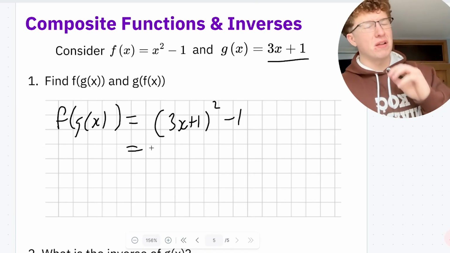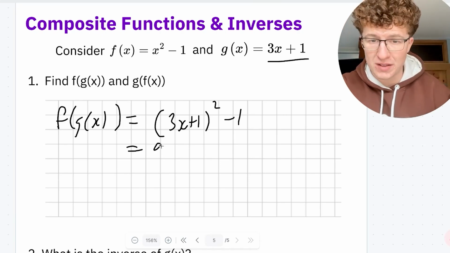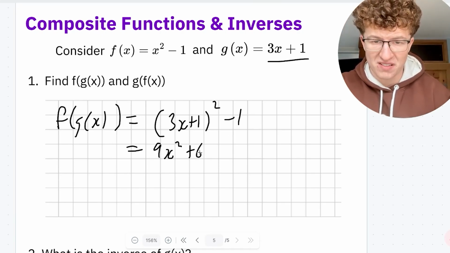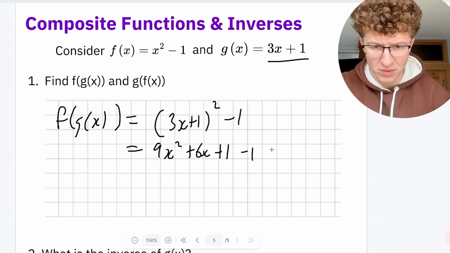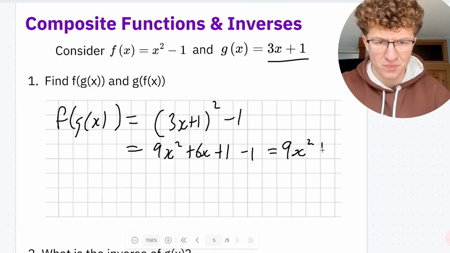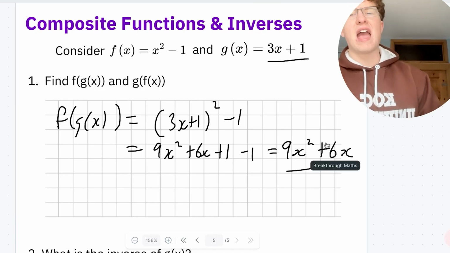And now you should use split and repeat to multiply this out. I'm going to do it quickly. It's going to be 9x squared plus 6x plus 1 minus 1. That's going to be 9x squared plus 6x. So that's f of g of x.